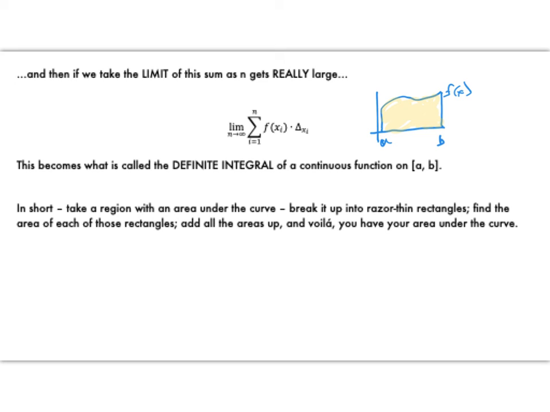Okay? So what we're going to do is call this a definite integral of a continuous function on a to b. So if I wanted to find out the area underneath this curve, I'm taking what's called the definite integral. The definite integral is really the limit of all these Riemann sums that we can do for however many rectangles we want, and we want that number to be as large as possible because, as we said in lesson 6a, we want this to be as accurate as we possibly can. So in short, take the region with an area under a curve, break it up into razor-thin rectangles, find the area of each of those, add all of them up, and voila! You have the area under the curve.